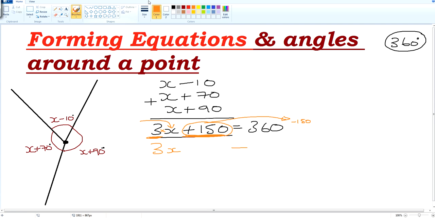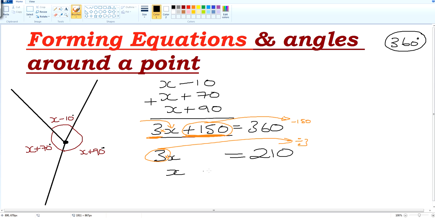Okay, let's go back to the original color. 3x equals 360 minus 150. Lovely. 210. Well done. And then we still have to move the multiply by 3 over. So times by 3 goes over and becomes a divide by 3. So now we have, what do we have now? x is equal to 70. And that is the end of this question.